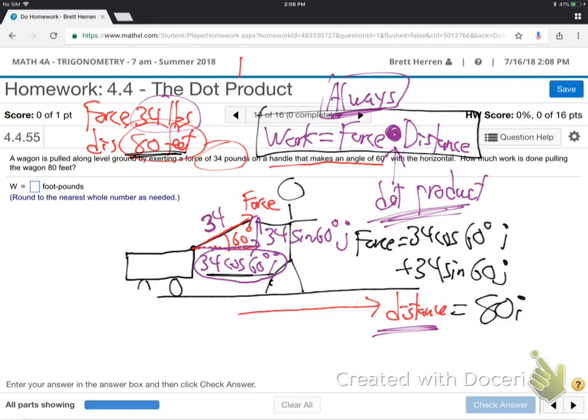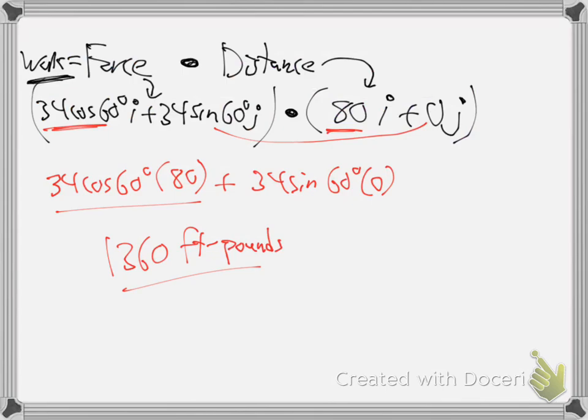Right? Remember how he was saying, well, can't you do the part that's lined up? That's exactly what it ended up being, right? 34 cos 60 times the 80. See how the dot product just handled that for us automatically? Without thinking too hard? Just do the dot product. However the vectors are, it doesn't matter if they're lined up or not. Just do the dot product, and it'll give you the work. It'll handle the lining up for you.